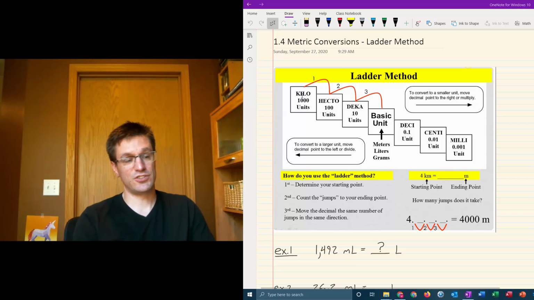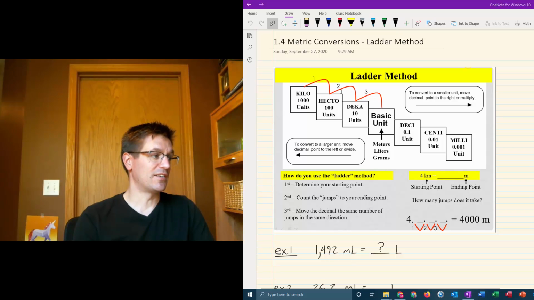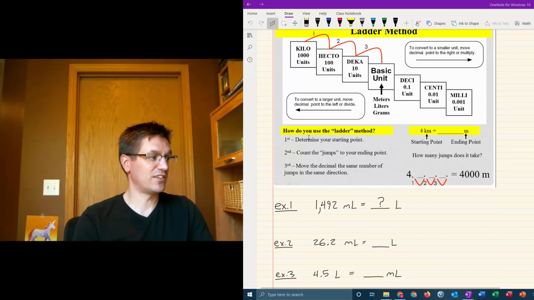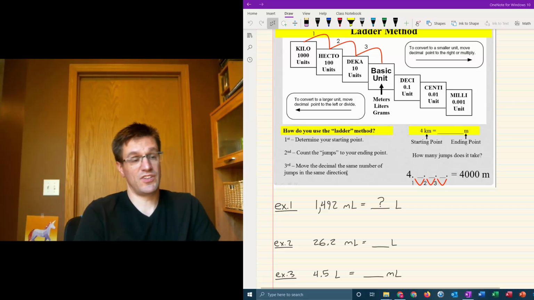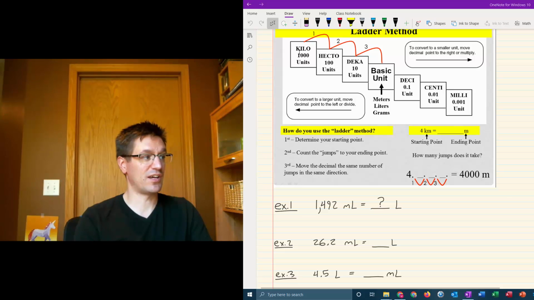In a prior video, I showed you that kilo stands for 1,000. And then on the other end, milli is 1,000th. And there's a ladder of units that you talk about. So just like it says in the image, step 1, look at your starting point, count the jumps to your ending point, and then you just move the decimal that number of steps, in the same direction that you went up or down the ladder.